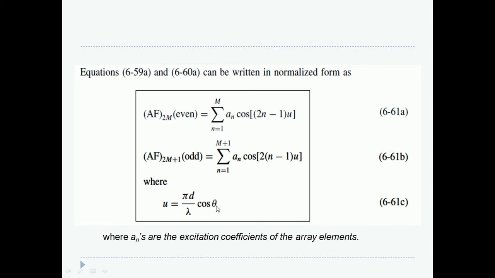If you take kd cos theta equal to u, where k is equal to pi by lambda, I can write the even numbers array factor as the summation of an cos (2n minus 1) u. Likewise for the odd number.